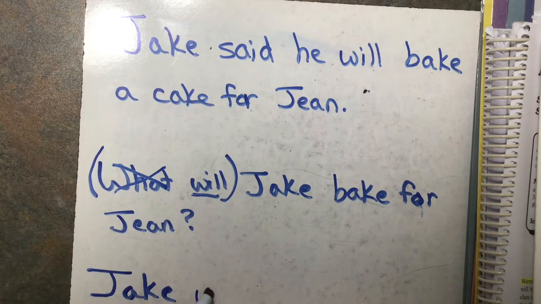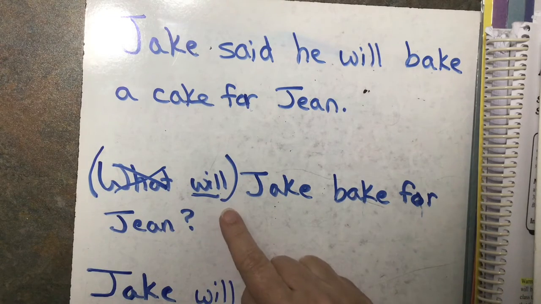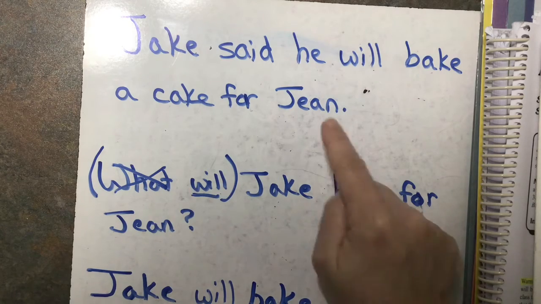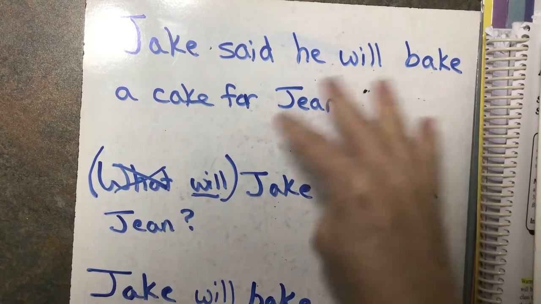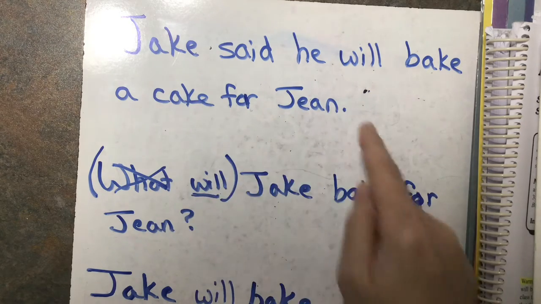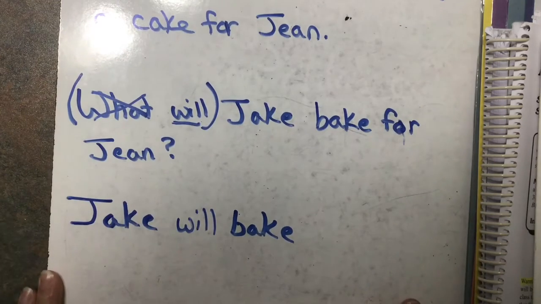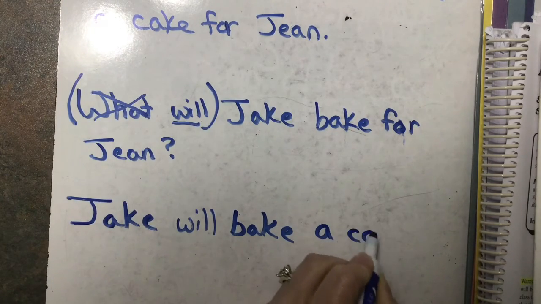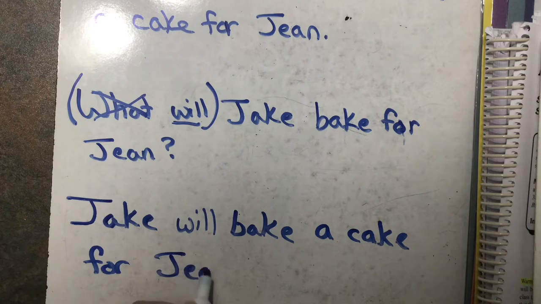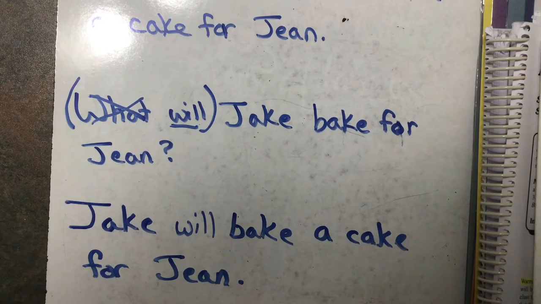Jake will. Now what is Jake going to do? What will Jake bake for Jean? Jake will bake. What is he going to bake for Jean? We have to go back into our story to find the answer. Jake will bake a cake for Jean. So that's what we finish our answer with. Jake will bake a cake for Jean. Now we need to make sure that we finish it with a period. Jake will bake a cake for Jean. All right, let's take a look at one more example.